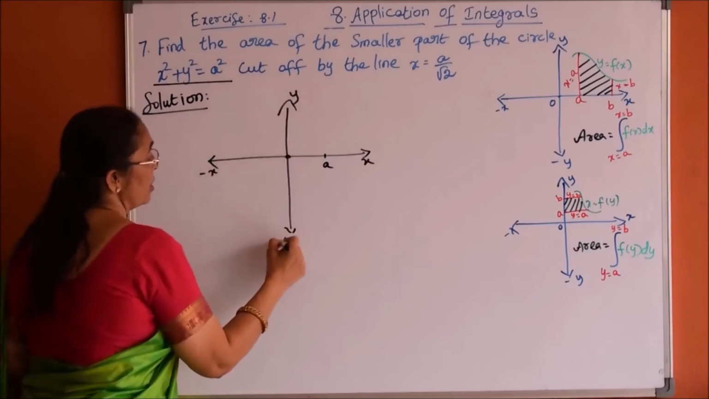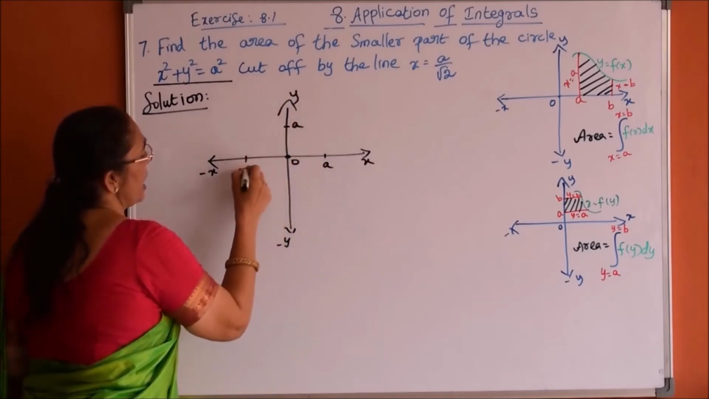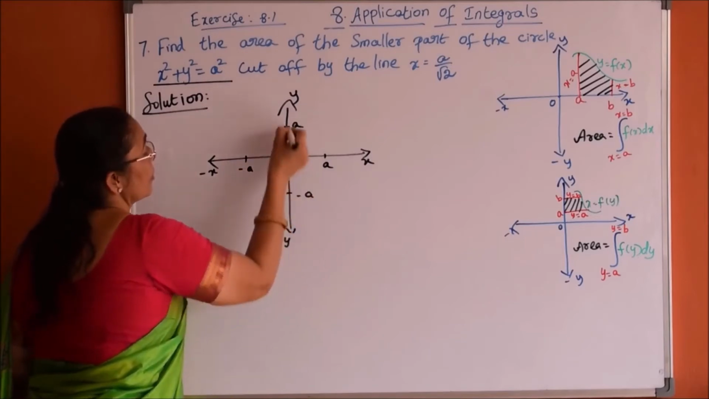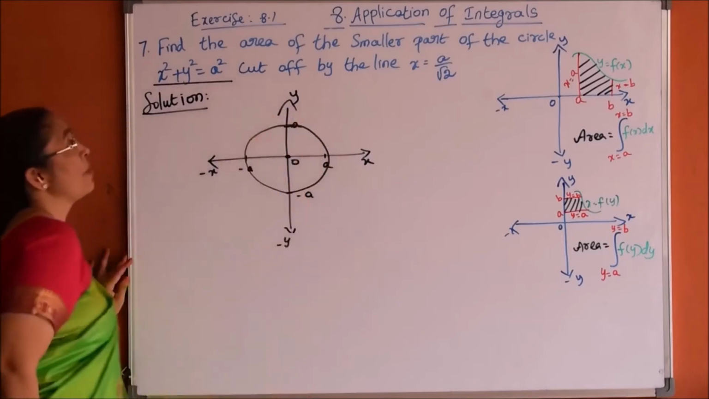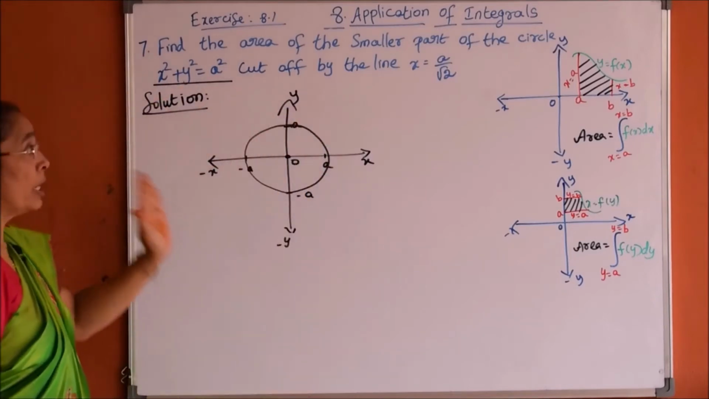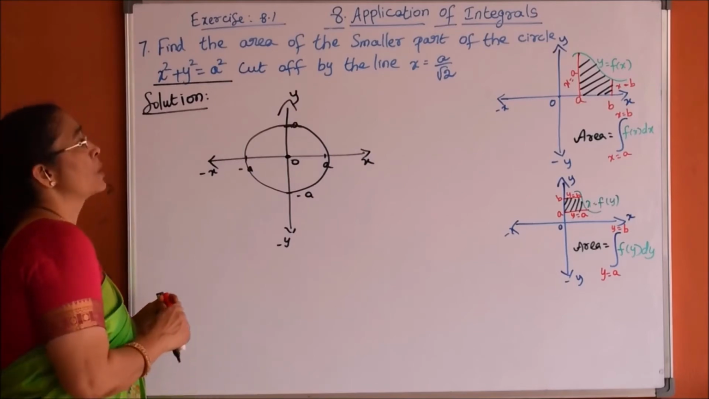Let us sketch the circle now. Circle is having center at origin and radius a units. This is our required circle. We need the area of the smaller part of the circle cut off by the line x is equal to a by root 2.